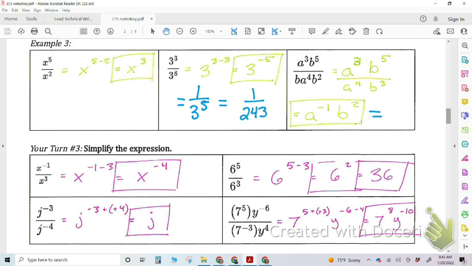We had a to the negative 1 times b squared. We should really write that as b squared over a. In the earlier term for that one, we had x to the negative fourth. We should rewrite that as 1 over x to the fourth. And we had one that was 7 to the 8th times y to the negative 10th. We should write that as 7 to the 8th over y to the 10th.